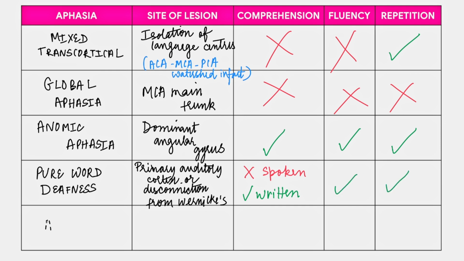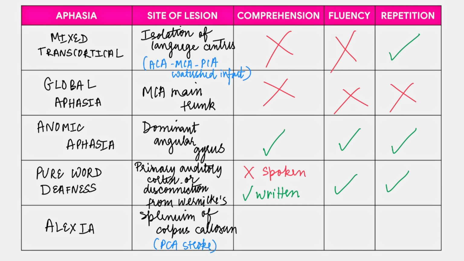Then there is something called alexia, which we'll also discuss later. Alexia has a very specific lesion. It's in the splenium of the corpus callosum, which is seen in a PCA stroke.